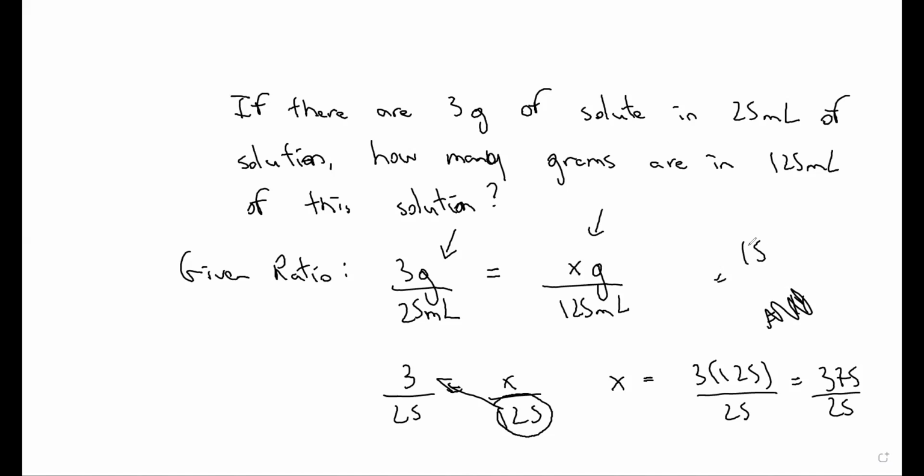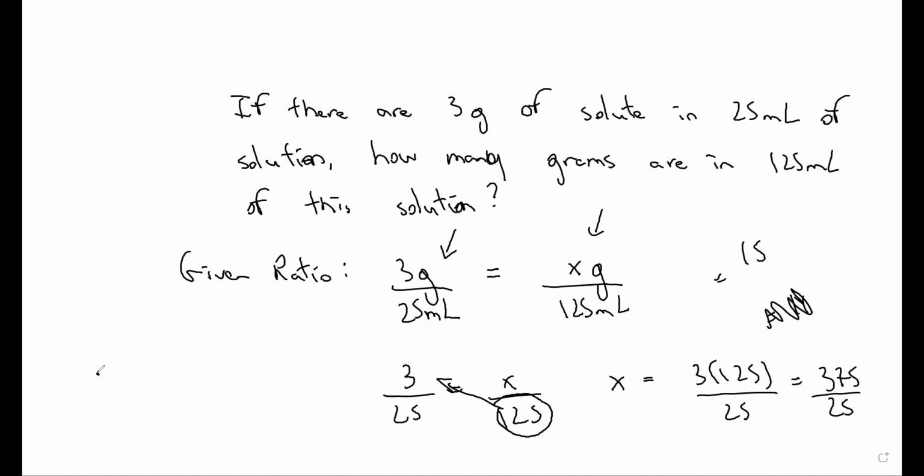And actually 15 makes sense as an answer if you just look at this from a wider perspective. If you have 3 in 25 and 125 is 5 times more than 25, then your answer is going to be 5 times more than the 3 grams. So a lot of the times you could use different side logic to make sure that you're getting the right answer. But again, you do still have to do it in this formal way.